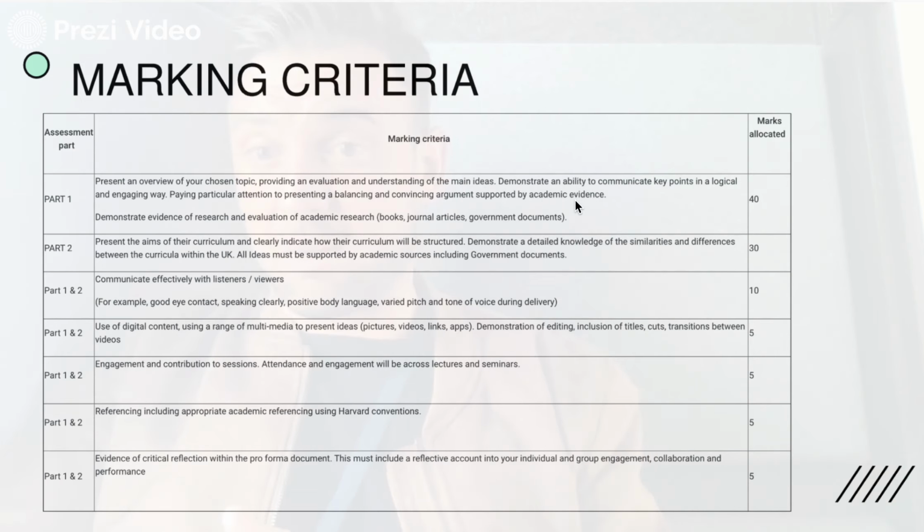So make sure you back up what you're saying. Demonstrate evidence of research and evaluation of academic research, as I mentioned there. For part 2, you get 30 marks. Again, this is a big chunk of your marks. You need to present the aims of your curriculum and clearly indicate how it will be structured. Demonstrate a detailed knowledge of the similarities and differences between the curricula in the UK. All ideas must be supported by academic sources and government documents, as I've said.